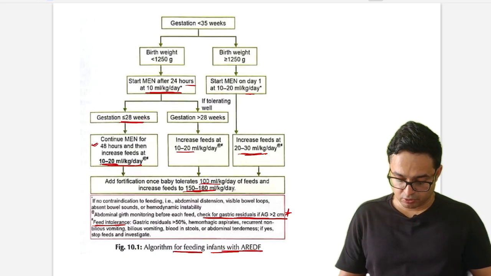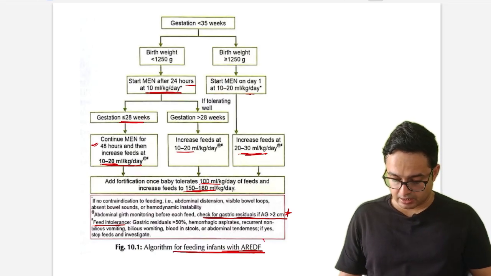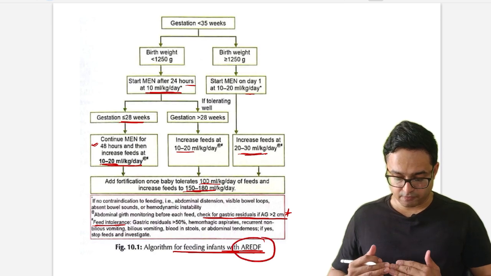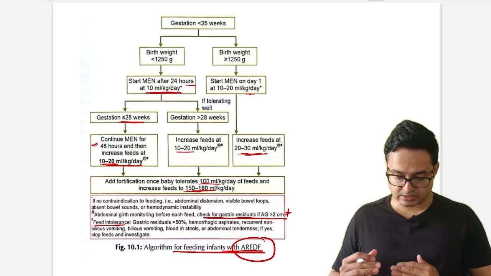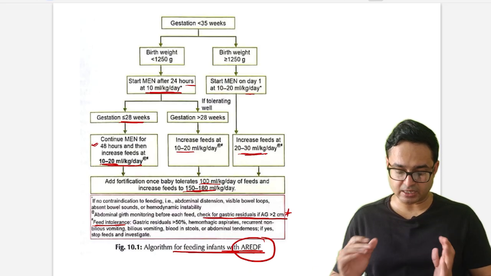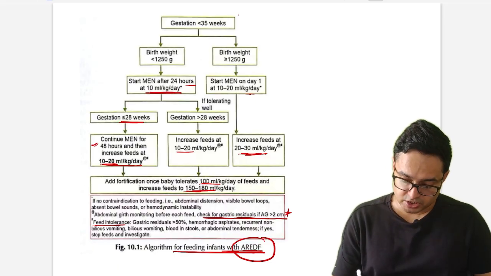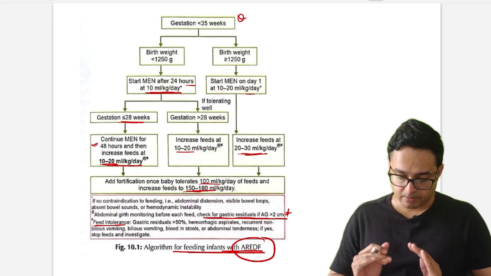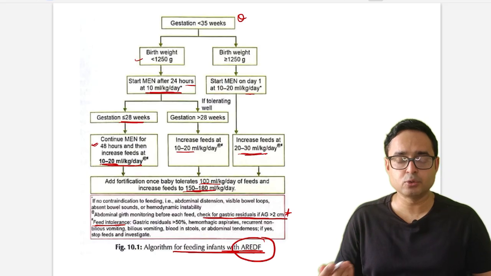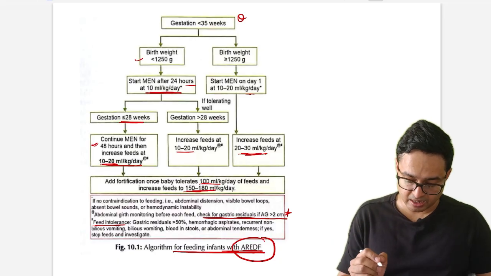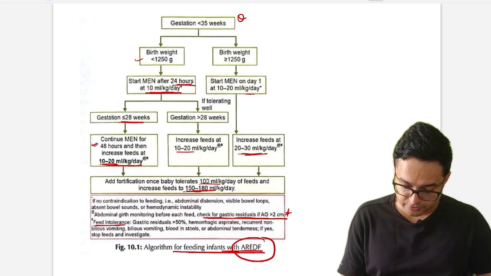Again, this flow chart is also important. This shows the algorithm of feeding an infant with AREDF, basically absent or reversed end diastolic flow in the umbilical vasculature. So this is important if the USG finding is suggestive of that. Look, if gestation is less than 35 weeks and birth weight is less than 1.2 kg, what will you do? In this condition, start minimal enteral nutrition after 24 hours at 10 ml per kg per day.